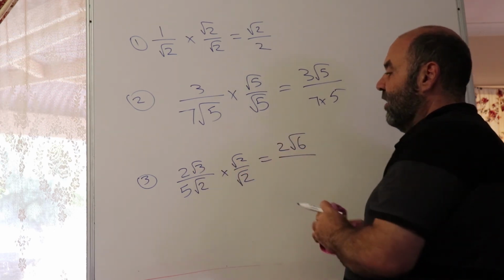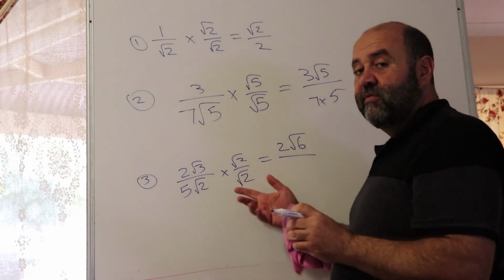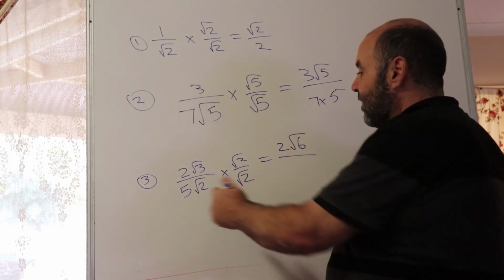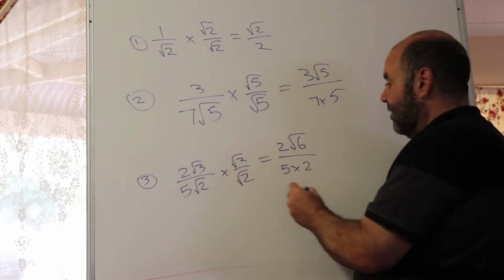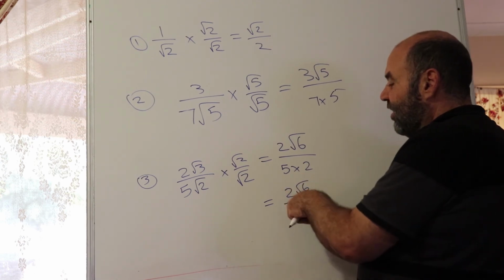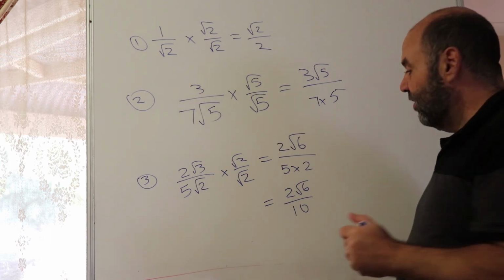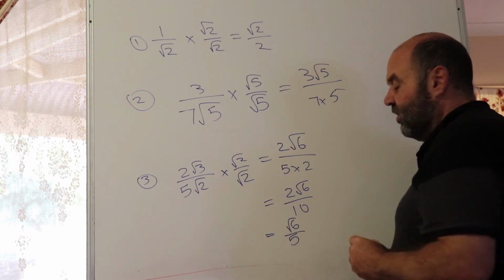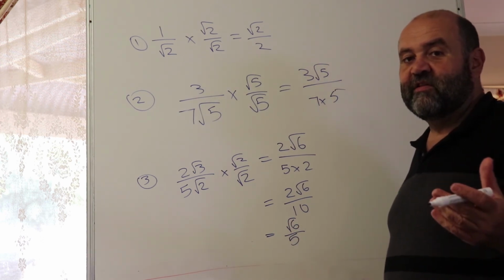On the bottom, look at this, root 2 times root 2. Remember you multiply a surd by itself, you get rid of the square root sign. So on the bottom I've got 5 times 2. That's going to be 2 root 6 over 10. I can simplify. Look at this. 2 over 10 is 1 over 5. So that's root 6 over 5. And that's job done. That's rationalising the denominator.